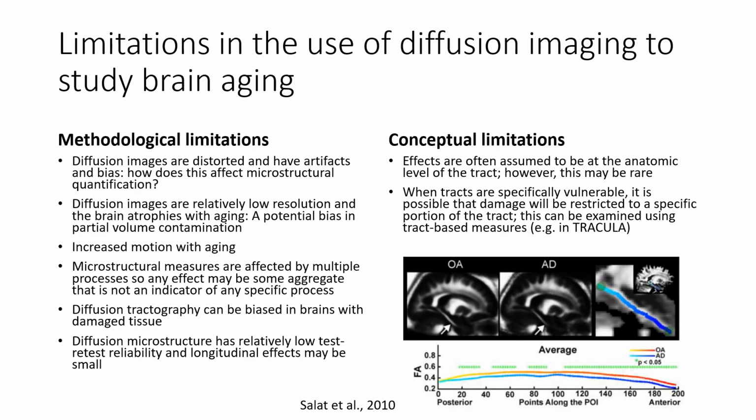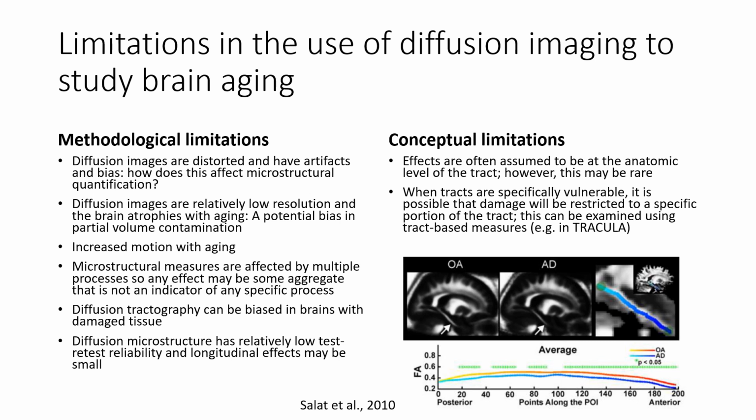There are several limitations in the use of diffusion imaging for the study of aging that must be considered when evaluating this research. I've listed some of them here and broken them down into methodological and conceptual categories. On the methodological side, diffusion images are distorted and have artifacts and bias. How does this affect the microstructural quantification? For example, some of the regions showing greatest age-associated microstructural effects, such as orbitofrontal white matter, have greatest susceptibility artifacts. It is possible that this contributes to the effects measured with age.